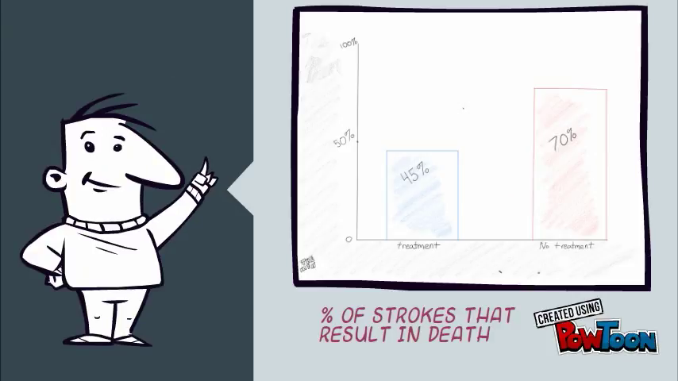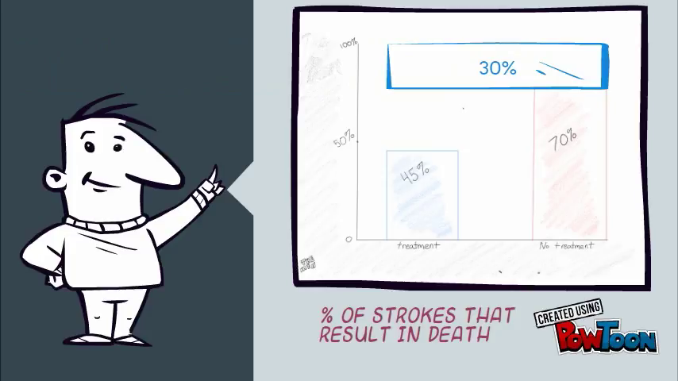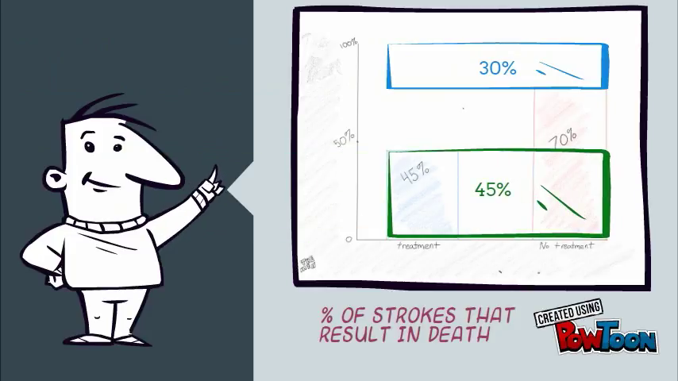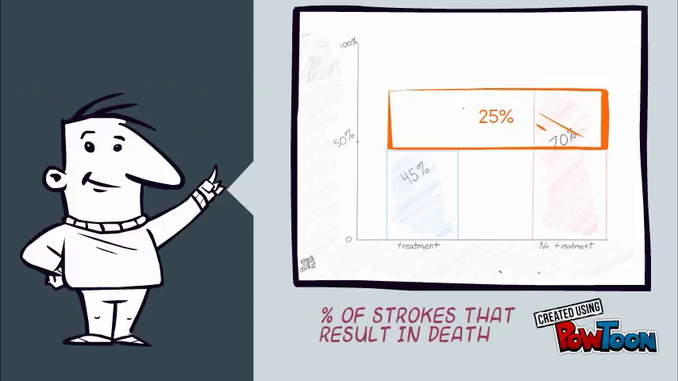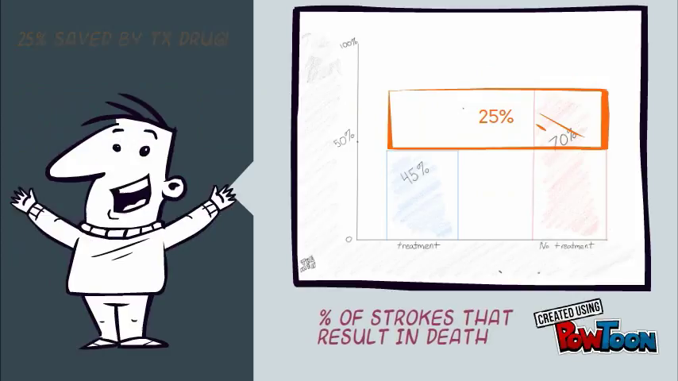This leaves us with the area between the groups that was affected by the drug. Since 30% of patients survived in the non-treatment group and 45% of patients died in the treatment group, that means that 25% of patients were actually saved by the treatment. The 25% of patients that were saved by the treatment are represented by the orange box in the middle.